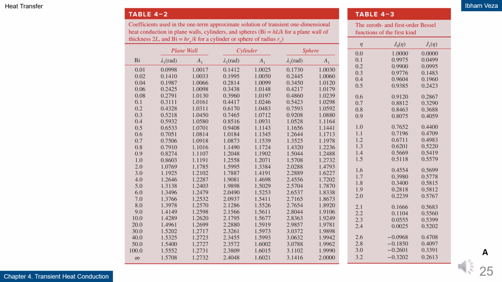Coefficients for one-term approximation. This table provides the coefficients needed to use the one-term approximation for different geometries. With this table, calculations can be performed without summing a long series. The coefficient values strongly depend on the Biot number. For small and large Bi values, the solution behavior can be very different. This is what makes the table very practical and widely used in engineering calculations.